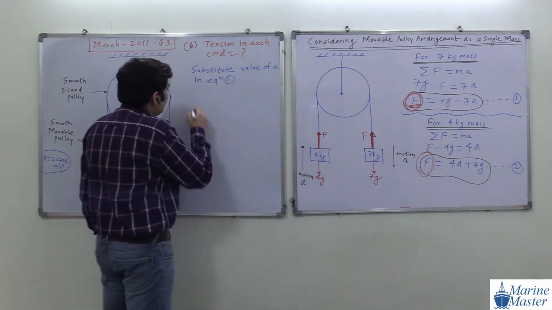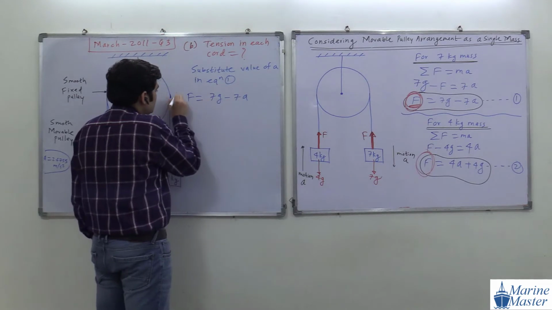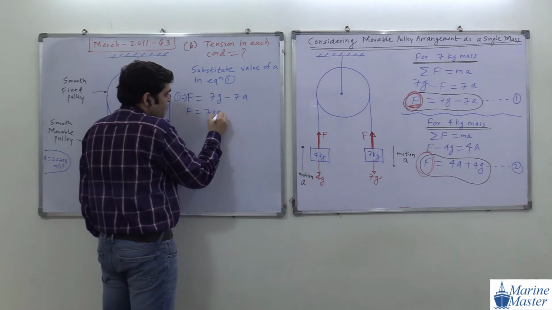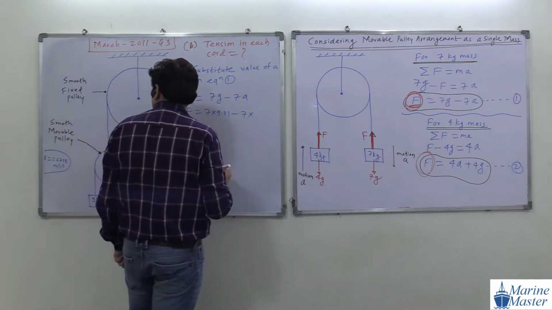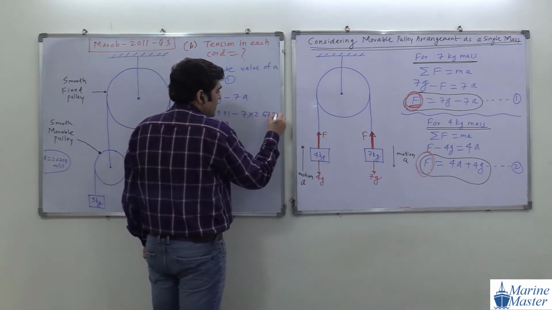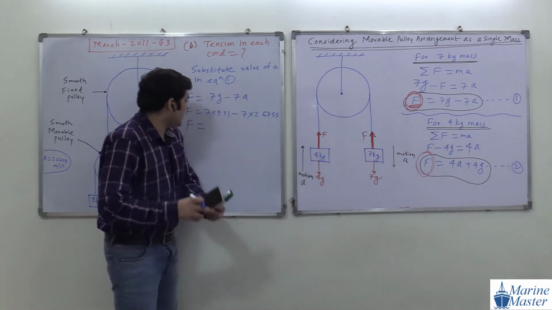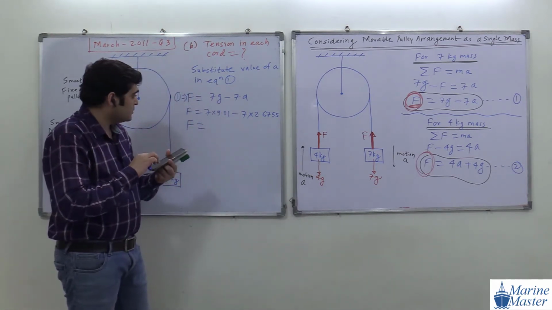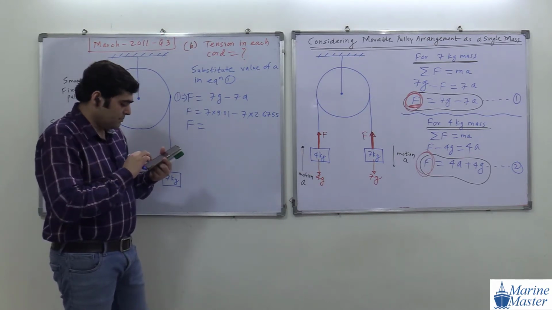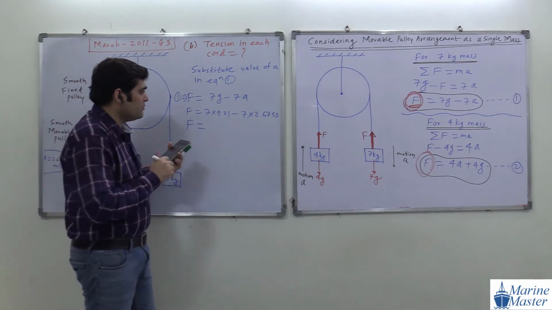So we will get the value of force F. F is what? 7g minus 7a. So this is our equation 1. Everyone. So F will be equal to what? 7 into 9.81 minus 7 into how much? Guys, acceleration 2.6755. Everyone, what will be the value of F guys? Everyone please do the calculation. 7 multiplied by 9.81 minus 7 multiplied by 2.6755. How much value are we getting?